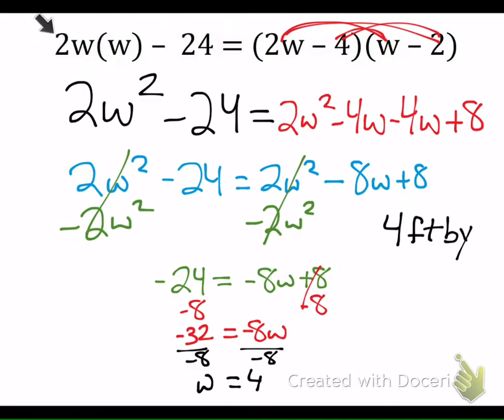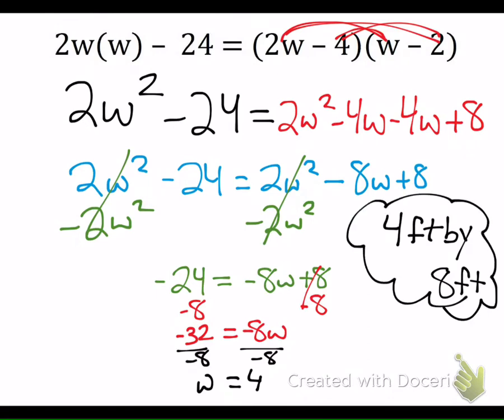Well, the length was twice as long. So 4 times 2 would give me 8. You'll probably have to look back at your original rectangle. Mine's just on the previous slide. So the answer here is 4 feet by 8 feet. You just plug it back into the original dimensions. What are your questions?